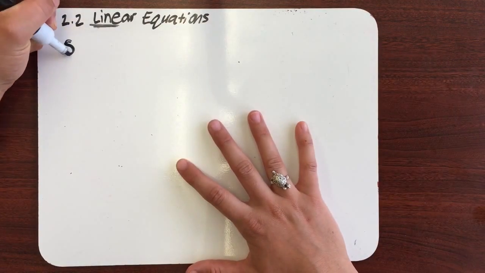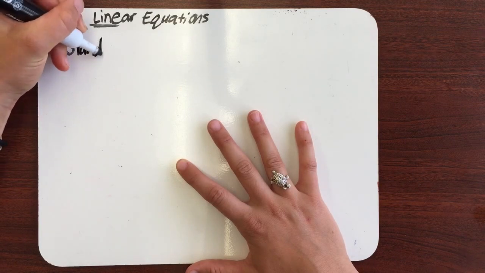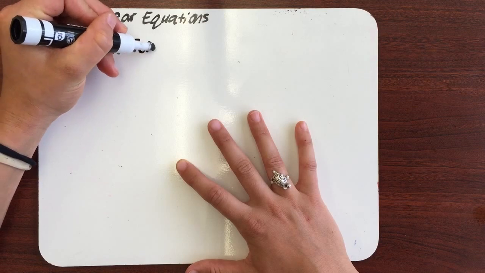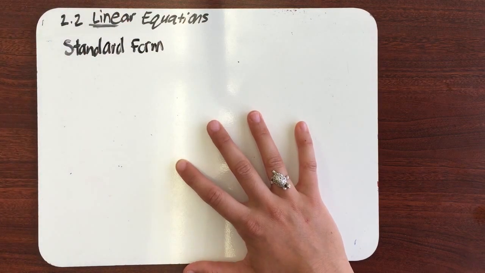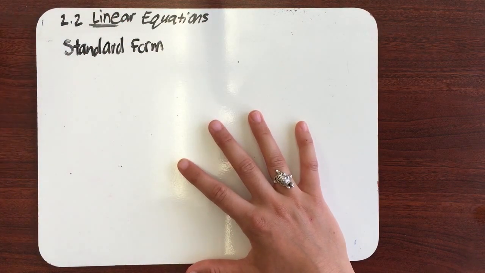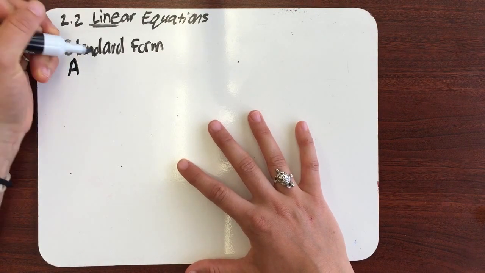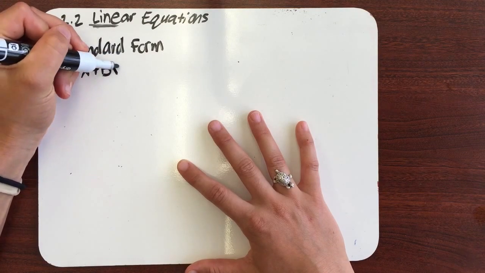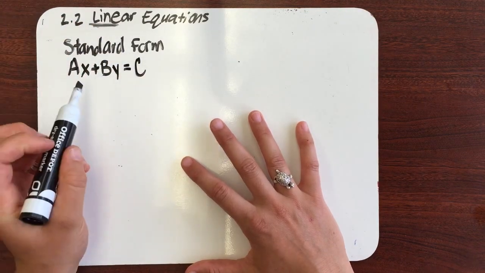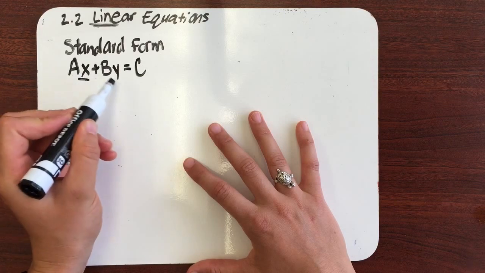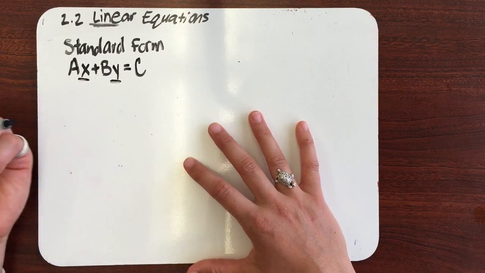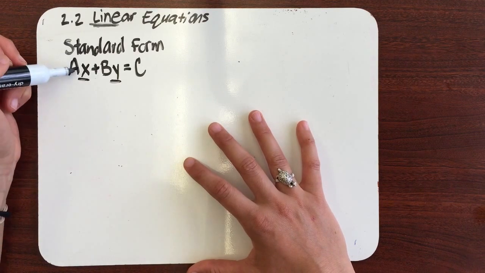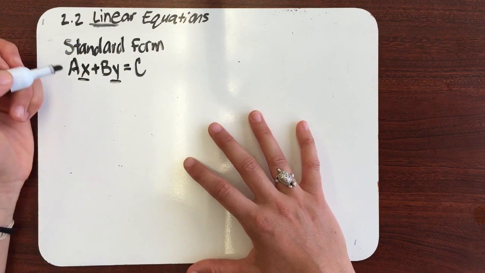The first one is standard form. And standard form is you're going to be getting your x and your y variables to one side. So the form is ax plus by is equal to c. And all this means is that your x and your y are on one side. And it also wants your coefficients, the numbers in front of your variables, to be whole numbers.